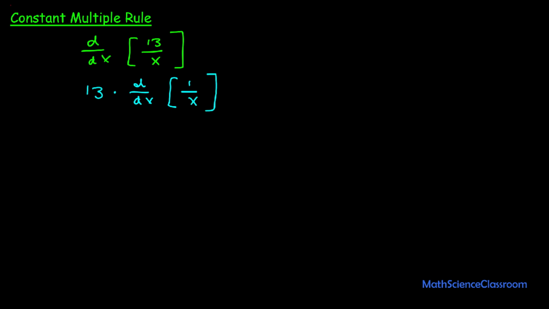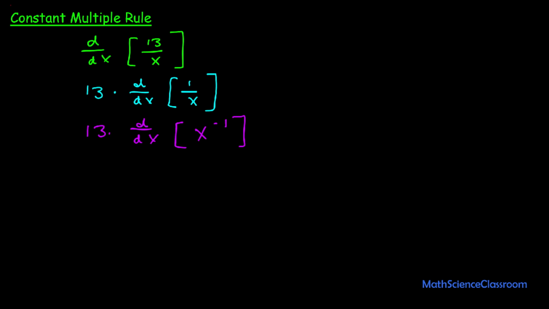For our final problem, let's find the derivative of this rational function using the constant multiple rule. So we have d dx of 13 over x. Find the constant. So 13 times d dx of 1 over x. Move the x to the numerator. So next 13 times d dx, and then we have x to the negative 1.